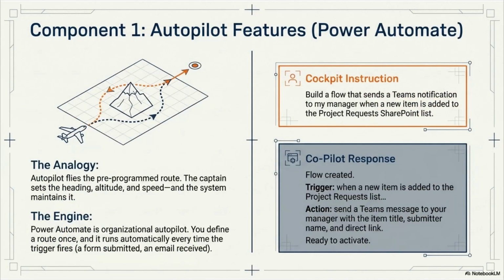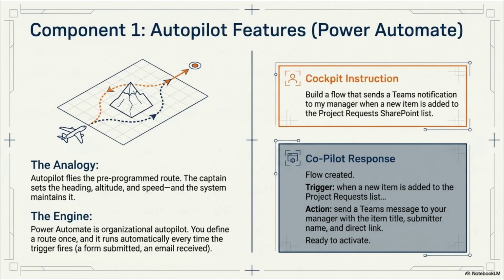Let's start with Component 1, Power Automate. Think about how Autopilot works. The captain sets the heading, the altitude, and the speed once, and the system holds it. Power Automate is your organizational autopilot. You define a route one time, and it runs automatically every time the trigger fires. A form gets submitted, an email comes in.